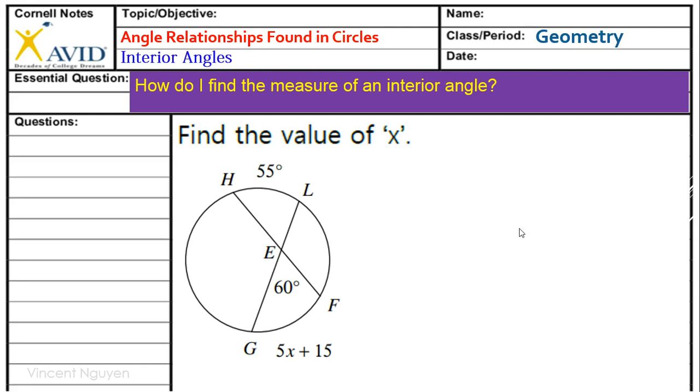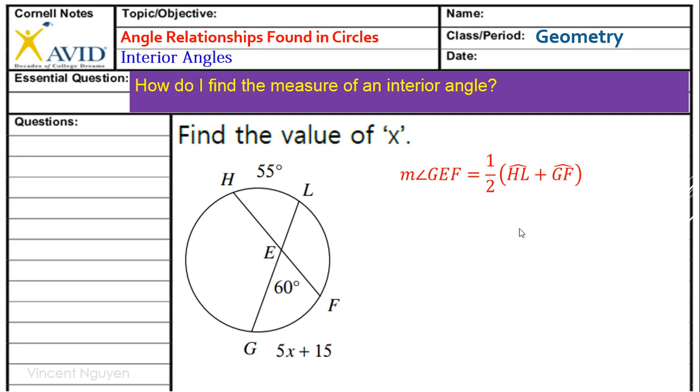One more example. This one, we are given the central angle, which is 60, and one of the arcs is 55. And then the other arc, GF, is 5x plus 13. We just have to set up the equation and solve for x, okay? So follow the formula. The formula says the measure of GEF equals half of the sum of the intercepted arcs. So the intercepted arcs would be HL and GF. So you add those together, divided by 2.